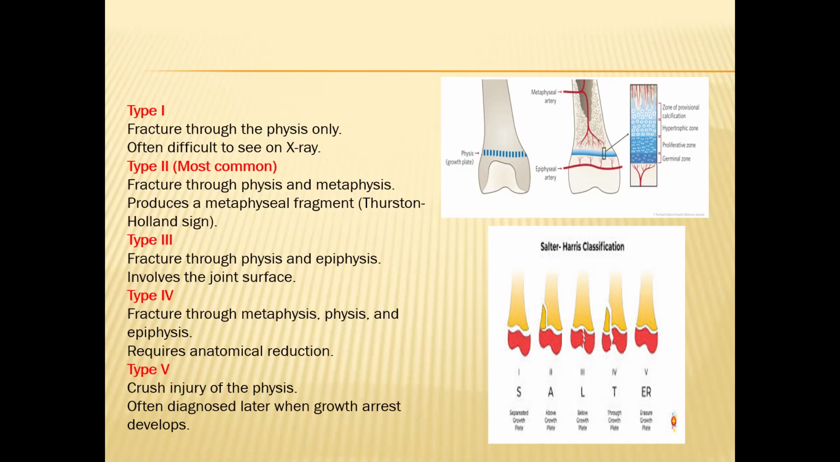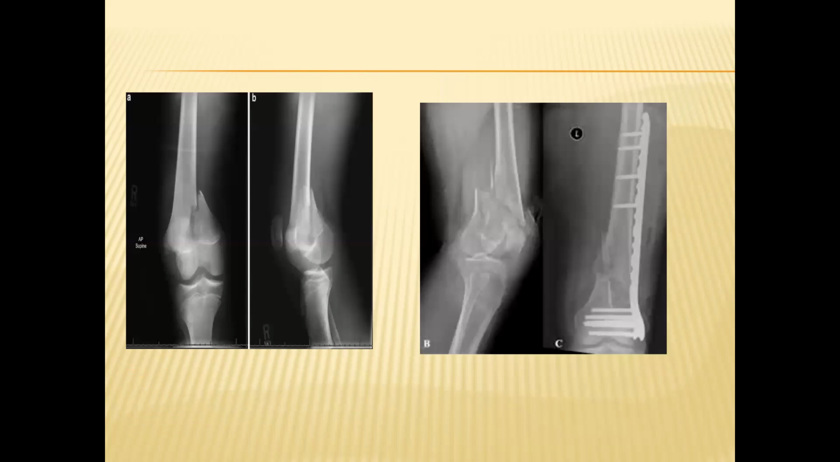The other types, type 2 and type 3, also can be managed conservatively if the displacement is reduced successfully, and we can apply a cast. If not reduced properly, it should be open reduction and internal fixation. Because if these are not reduced or anatomical alignment is not achieved, it can lead to growth arrest, and then to discrepancies in the length of the limb, and it can lead to disability of the patient. So this classification is very important, and this defines the treatment of the patient.